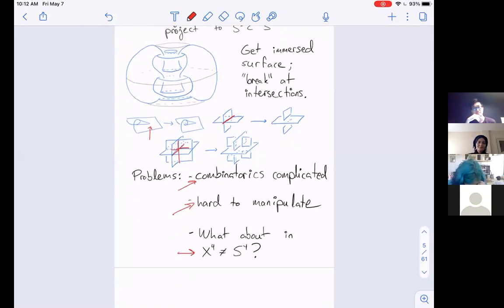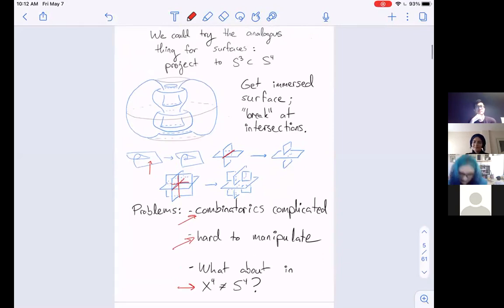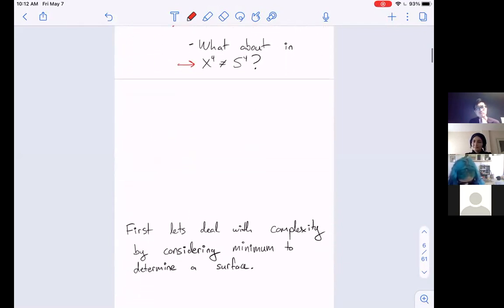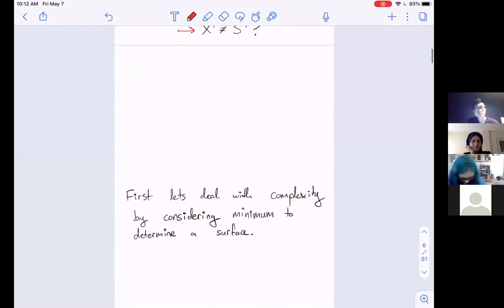So instead, let's try to reduce the combinatorial information that I'm having to convey to you by thinking about what is the minimum amount of information that I would have to give you in order to determine a whole surface? What's the smallest possible picture that I could draw?